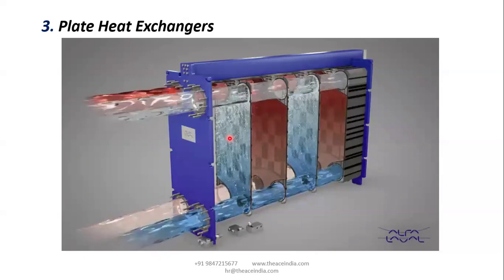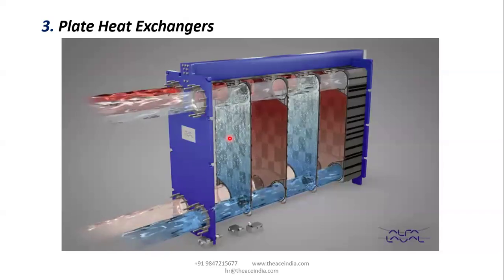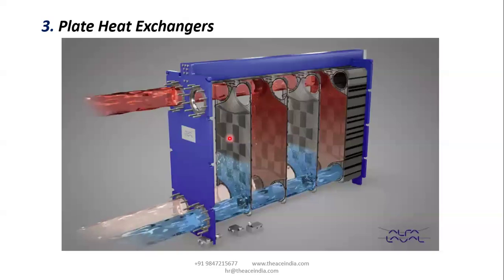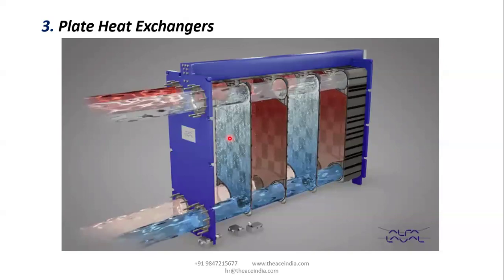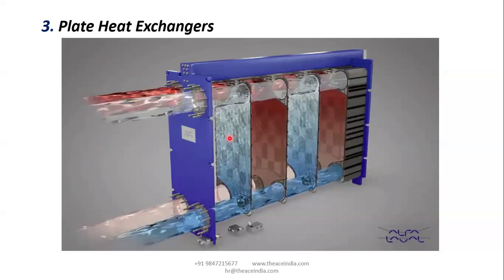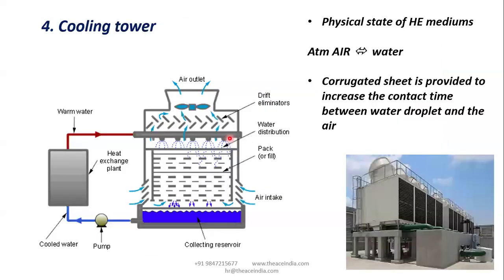So comparatively, if you just consider your coil with fin, these plate heat exchanger and shell and tubes are much more costlier. That's the one thing. And the other kind of heat exchanger is the cooling tower. You've heard about cooling tower concepts, isn't it? Basically, there are two kinds of cooling towers: the natural draft cooling tower, and the other one is the mechanical draft or induced draft cooling tower.